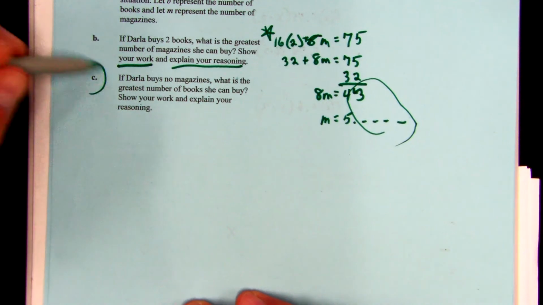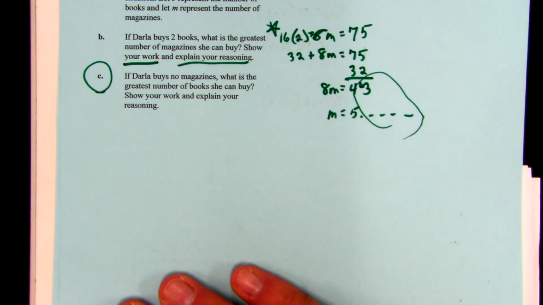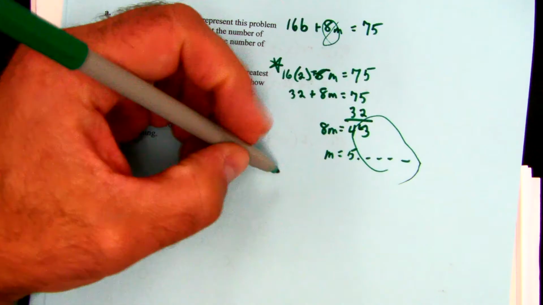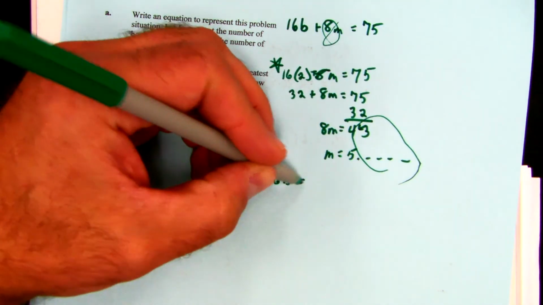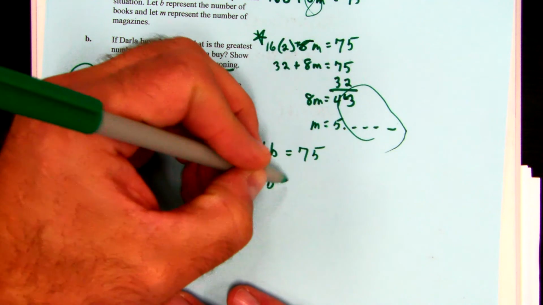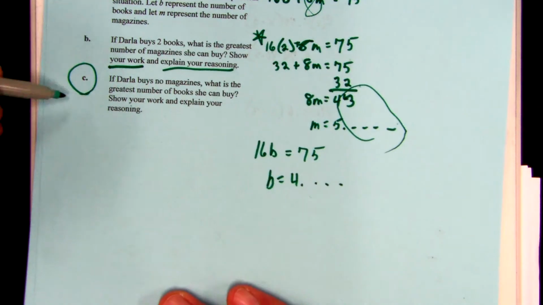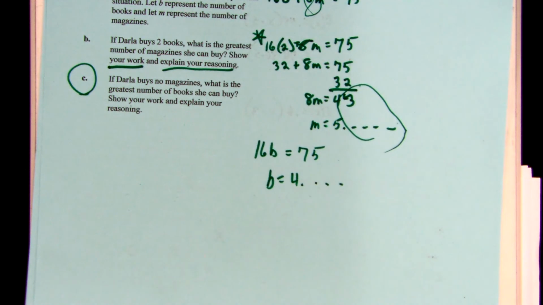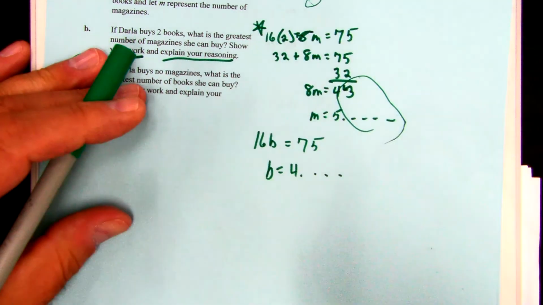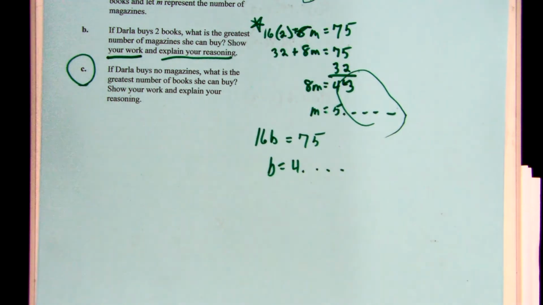And then you did the same thing for this one. It says, what's the greatest number if she buys no magazines? So now I'm putting a 0 in for M, which is like finding one of the intercepts. And I have 16B equals 75. Divide by 16, and I get B equals 4 point something. And the answer is you can only buy 4 books, because you can't buy pieces of another book. All right? You don't just round up, but those are the things you're looking for.